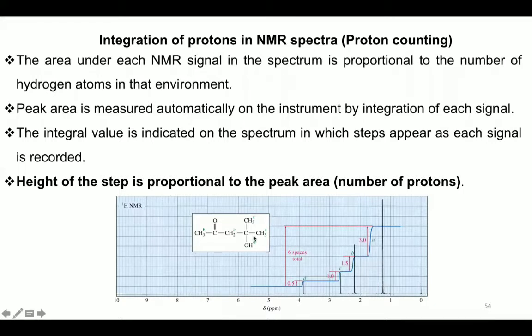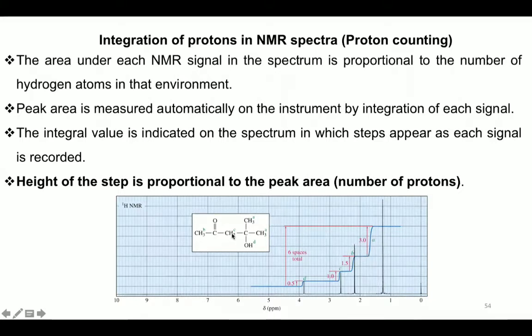Say for example, for this molecule, consider these two methyl groups as A, this as B, this methylene as C, and OH as D. Because there are 6 protons, the height of the peak should eventually be very high. That's why it is showing very high intensity in the NMR spectrum. Followed by this is the B proton, that is another methyl. Here there are 6 protons, here there are only 3 protons. Hence, you can expect the size of the peak to be half of the big peak. Exactly, this B peak is half of the A peak.